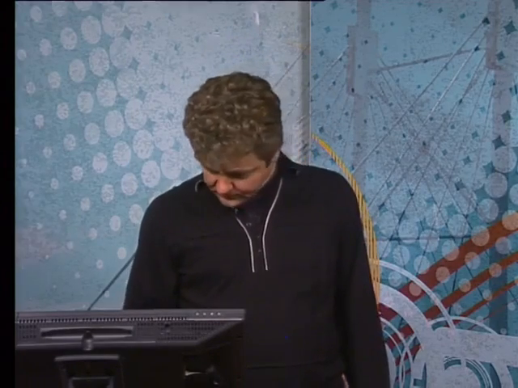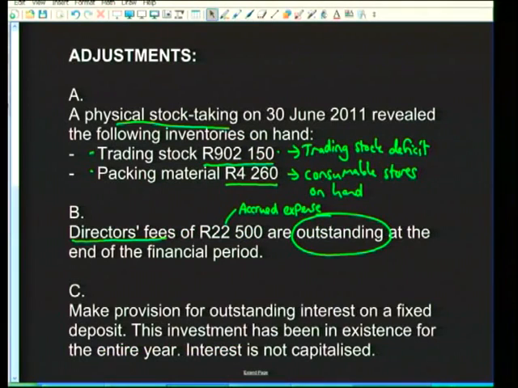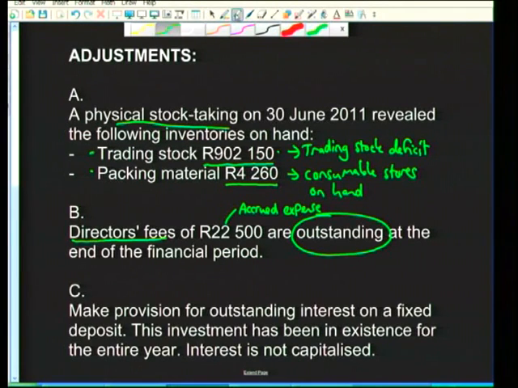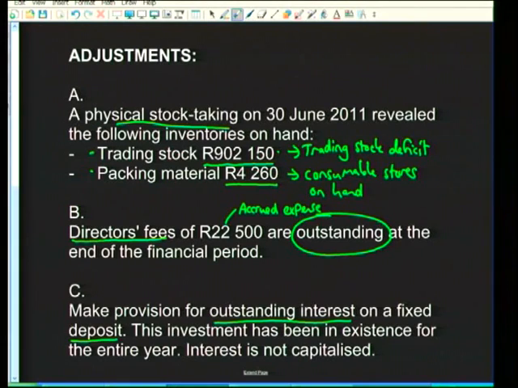Our next question is adjustment C. This is one that I'm sure you've seen before quite often. It says, make provision for outstanding interest on a fixed deposit. This investment has been in existence for the entire year, and interest is not capitalized. We will see later on how to deal with interest that is capitalized. But if it's not capitalized, I'm sure that you know the formula for interest.